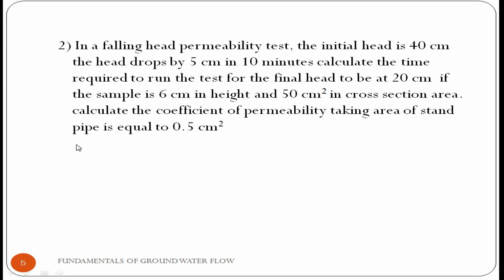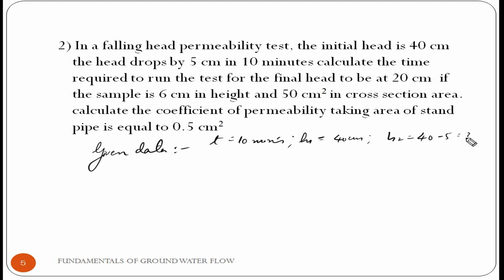So now let us see what are the given data here. T is given as 10 minutes, and H1 is 40 centimeter and H2 that is 40 minus 5, it is 35 centimeters.